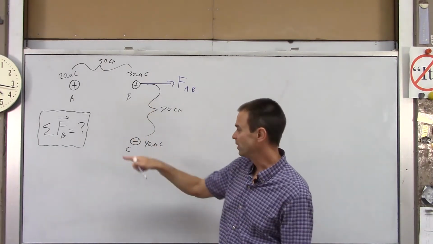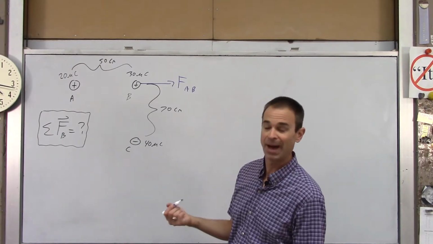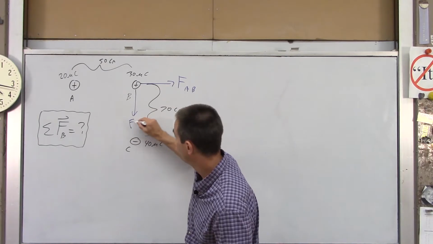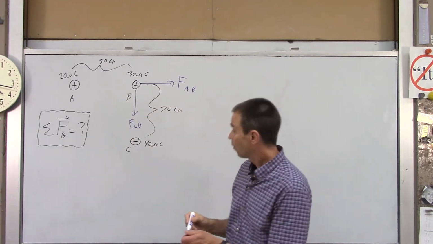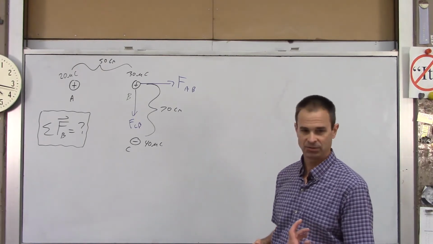What's C going to do to B? Well, C is an opposite charge to B, so C is going to pull on B, opposites attract. That's going to be a force down. That's the force of C on B, okay? Now we're going to calculate the magnitude of each of those two forces.